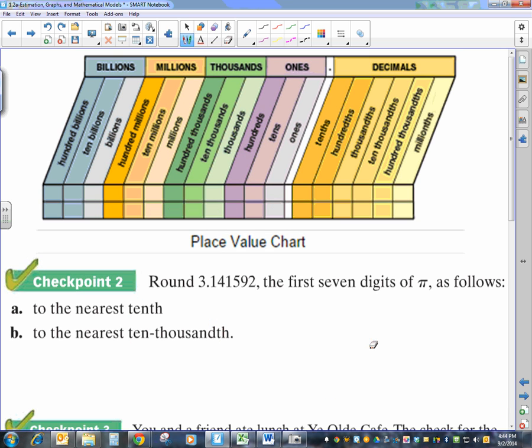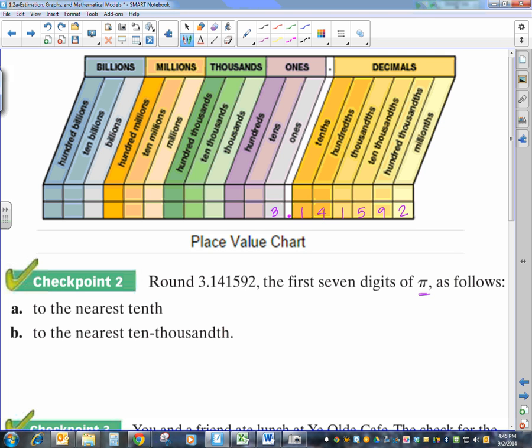Now, we also need to talk about decimals, so I put the chart on this page just to make it easier for us. And to talk about decimals, we're actually going to use the digits of pi, 3.141592. So I'm going to put that in my chart like this, 3.141592.